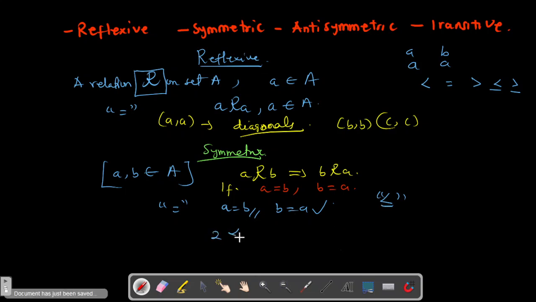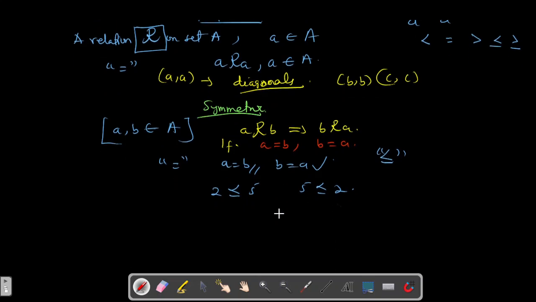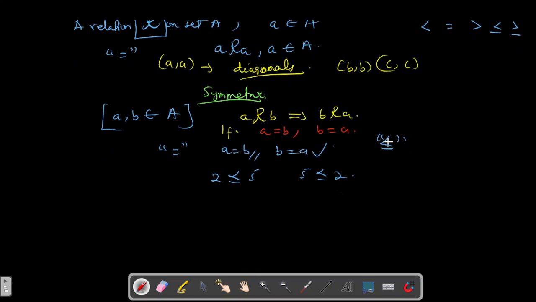If I have 2 less than or equal to 5, is this the same as 5 less than or equal to 2? No, it's not the same. Because of that, less than or equal to is not symmetric. Symmetric means that any two-way round the same relation should be equal. If I reverse it, if I put b here and 2 here, it should be the same meaning. That is why it is not symmetric. That is what symmetric doesn't cover.